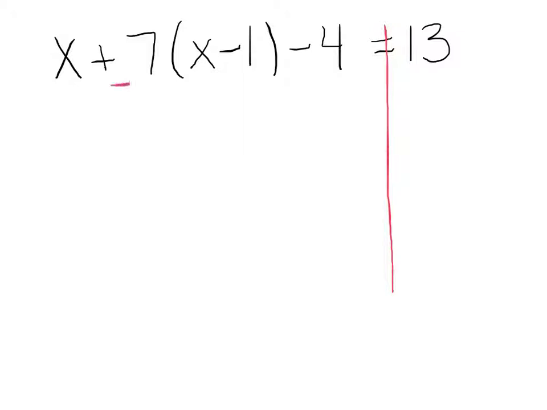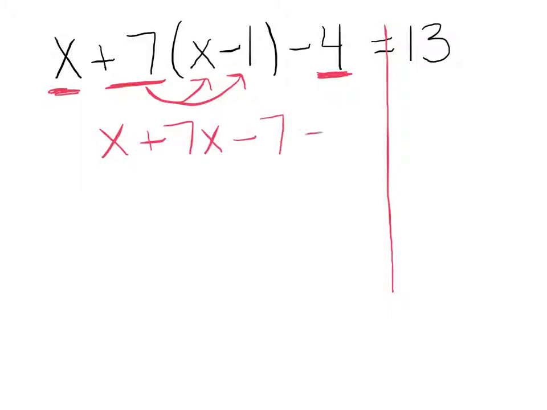Now in front of this we have a plus 7, a positive 7, which means that's what gets distributed. The x has nothing over there with it, and neither does the negative 4. There aren't any parentheses, so we're going to keep those like they are. So x will stay x. Distribute your 7, and you get 7x minus 7, and then the minus 4 stays just like it was before.